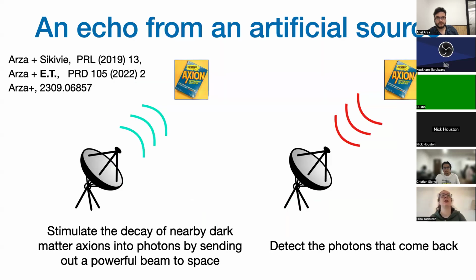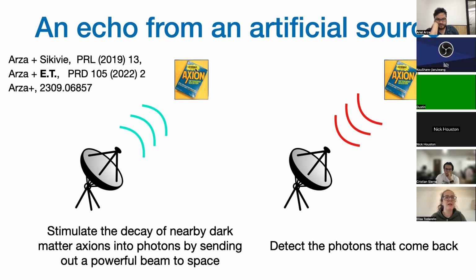And let me get to the last topic. I talked about natural sources like pulsars, supernova remnants, galactic center, radio galaxies, but why not use an artificial source? This was an idea by Ariel Arza and Pierre Sikivie that came out in 2019, and I also did a work with Ariel on this topic. We can take our telescope and use it as an emitter and emit a beam of a given frequency, which we assume to be half the axion mass. So we are going to test a mass double that frequency.